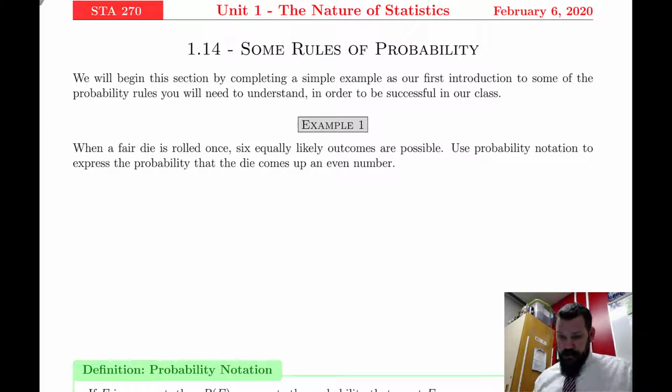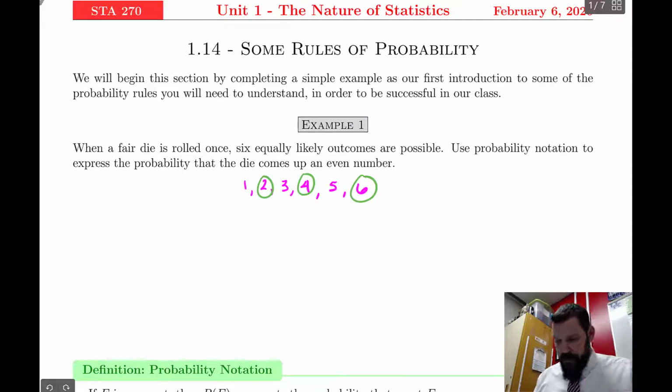example. It says that when a fair die is rolled once, there are 6 equally likely outcomes possible. So those outcomes are 1, 2, 3, 4, 5, and 6. Use probability notation to express the probability that the die comes up an even number. If we're looking for even numbers, we have 2, 4, and 6, and that's it. So there are 3 chances out of 6 that it will come up even.